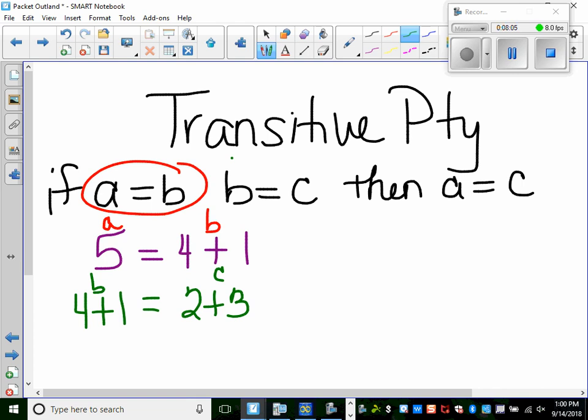So it says if A equals B and B equals C, then A and C must be equal to one another. So that simply means that 5 must equal 2 plus 3. Okay. So that's just looking at it in terms of numbers. So if 5 equals 4 plus 1, and 4 plus 1 can be changed to 2 plus 3, then 5 has to equal 2 plus 3. All right, that's transitive property.